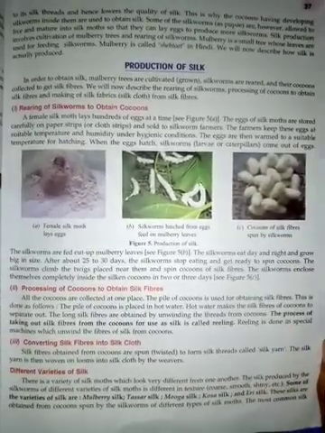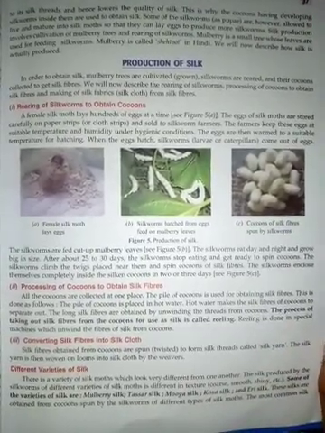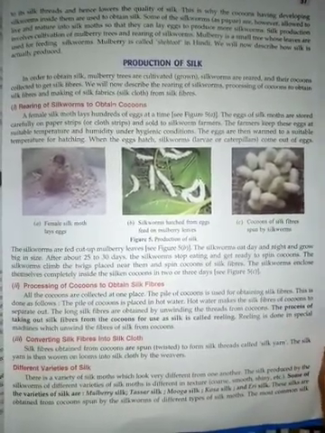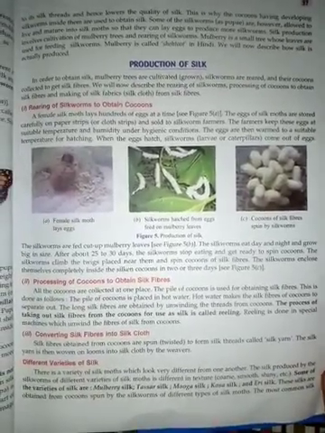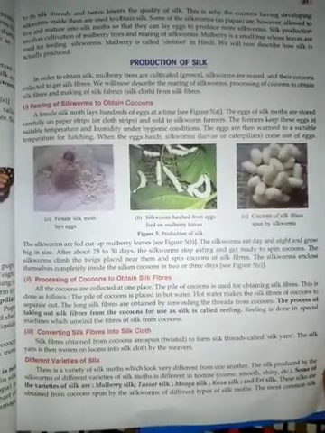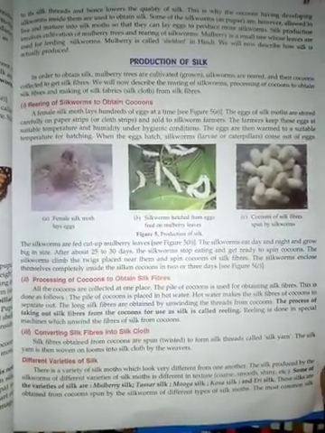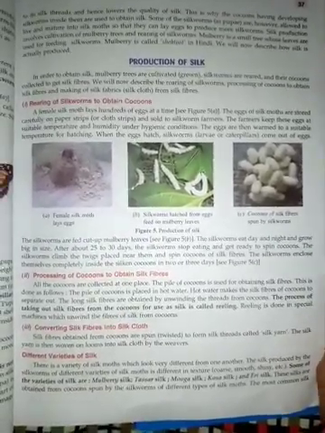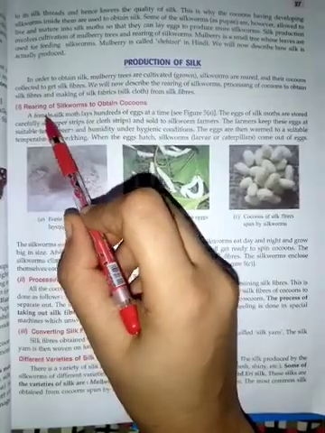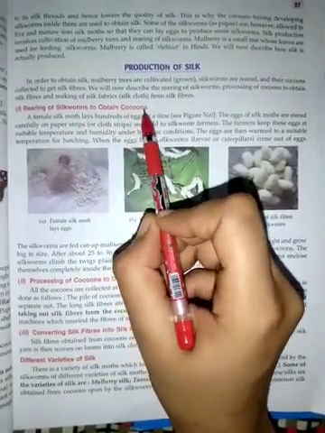Now we will talk about the production of silk. Students, in order to produce silk, there are mainly 4 steps. First of all, we cultivate the mulberry tree and rear silkworms, then process the cocoons and make silk fiber, and then convert the silk fiber into cloth. These are the steps. In the first step, we rear silkworms to obtain cocoons.